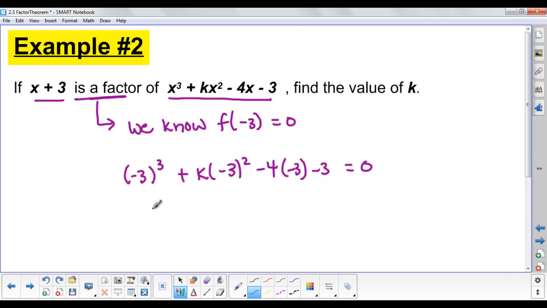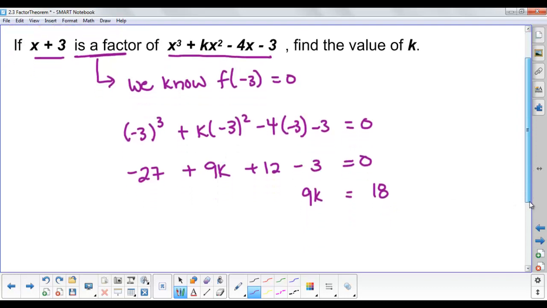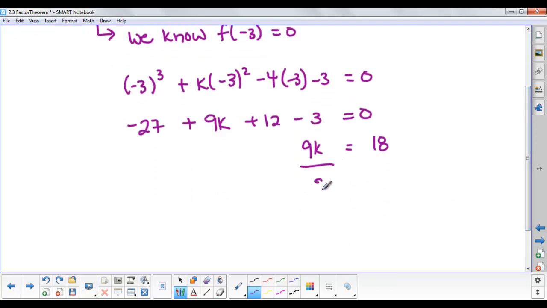Okay, well, -3 squared is 9, so we get -27 plus 9k plus 12 minus 3. And now the only thing that you need to solve for is k. So on the left side, we'll keep the k, and everything else we will move to the other side, which gives us 18. Divide both sides by 9, and we end up with k equals 2.